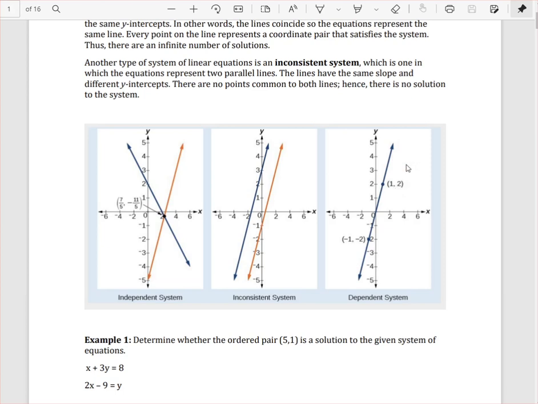And then a dependent system is one where the equations are multiples of each other, so there are infinitely many solutions to the system. Those you write with letters, not just numbers, and we'll talk about those as we see examples.